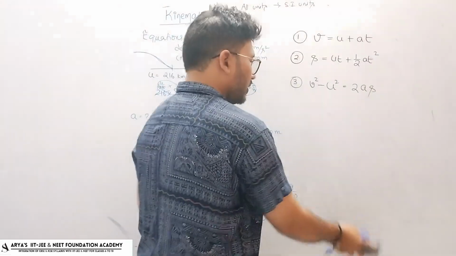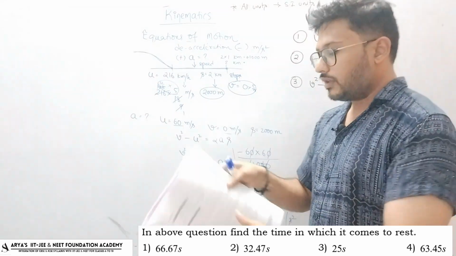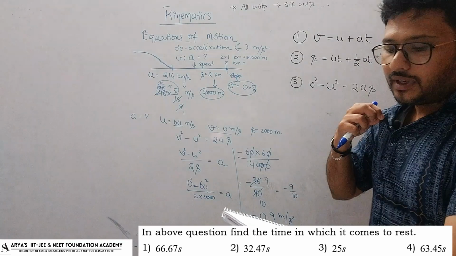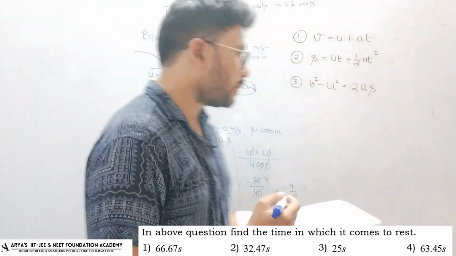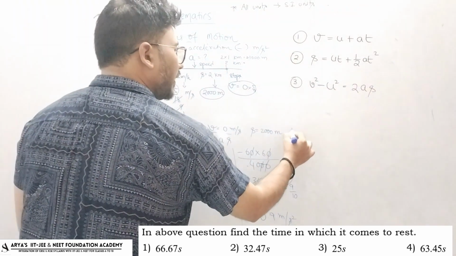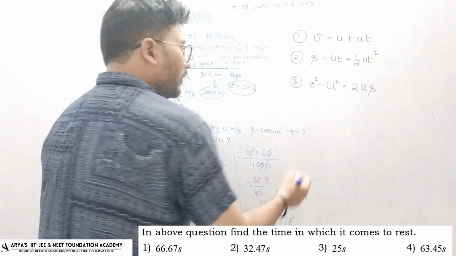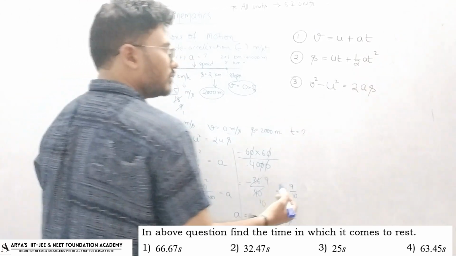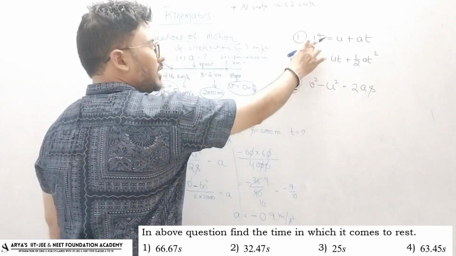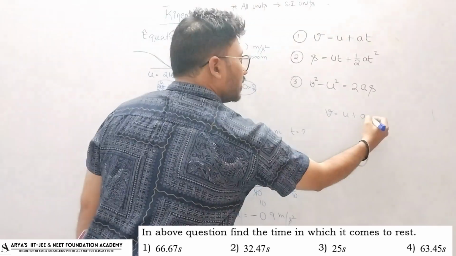Next, what did he ask in that question? In the above question, find the time in which it comes to rest. We have all the given data. Now we should find t. t is equal to question mark. Which equation can we use? We need t. First one we can use, right? v is equal to u plus a into t.